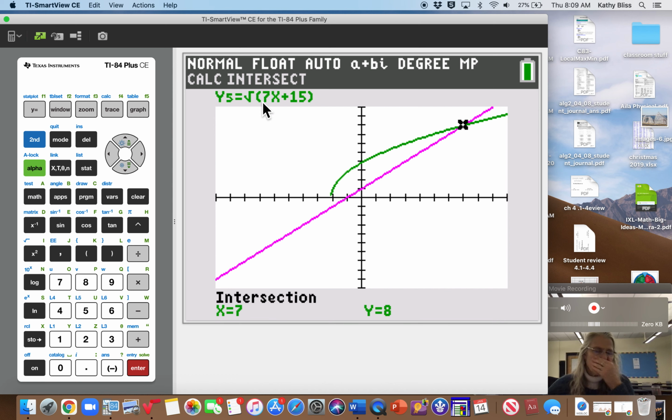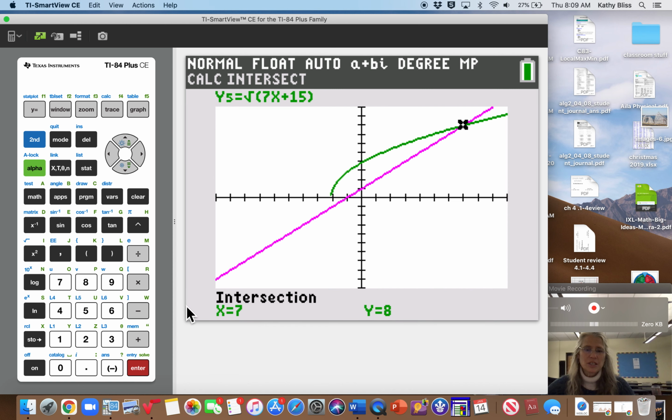Now, here you go. Which of those values is the solution? Well, let's go back to look at example 3. It says x plus 1 equals the square root of 7x plus 15. So I want to know what x is. In this situation, my solution is going to be that x equals 7. Okay? All right, so hopefully this gives you a good idea.